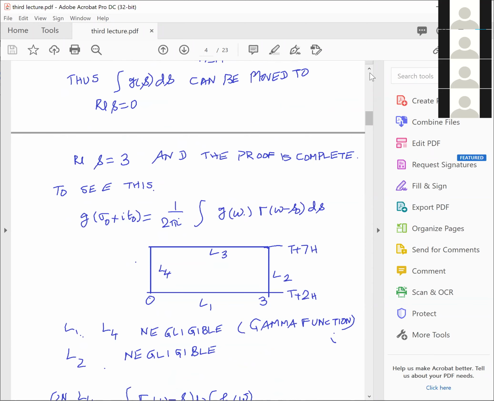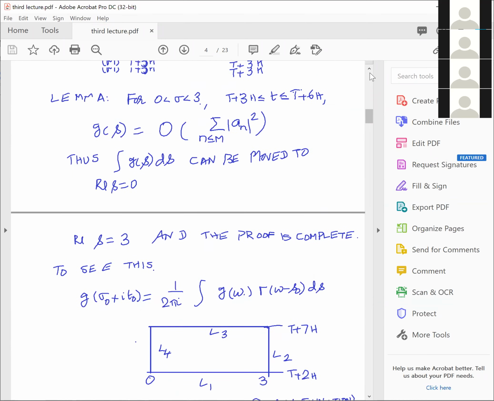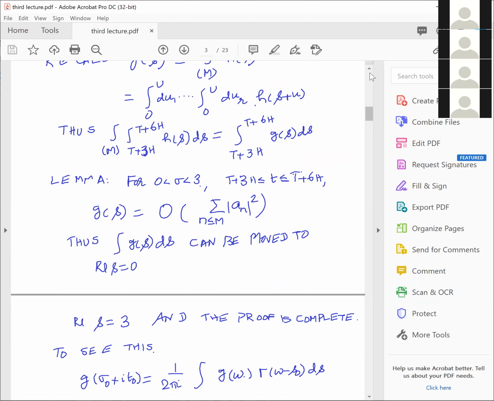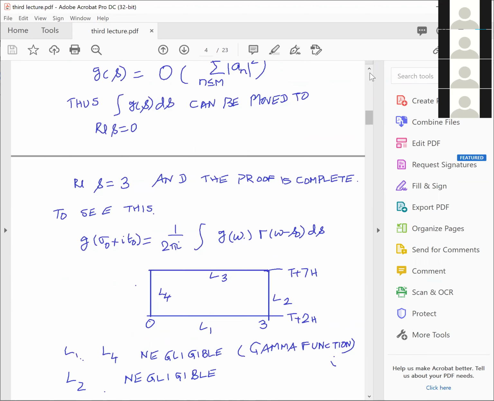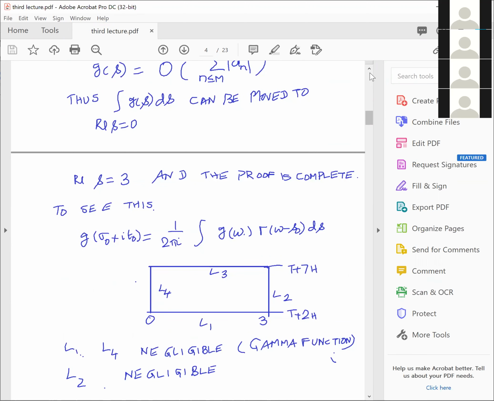I do the standard nonsense, namely G of sigma naught plus it naught equals the integral of G of w gamma of w minus s naught ds, as usual. And I have put the gamma of w. And if I am really interested in the integration between t plus 3h to t plus 6h, I actually take a rectangle which is t plus 2h to t plus 7h.